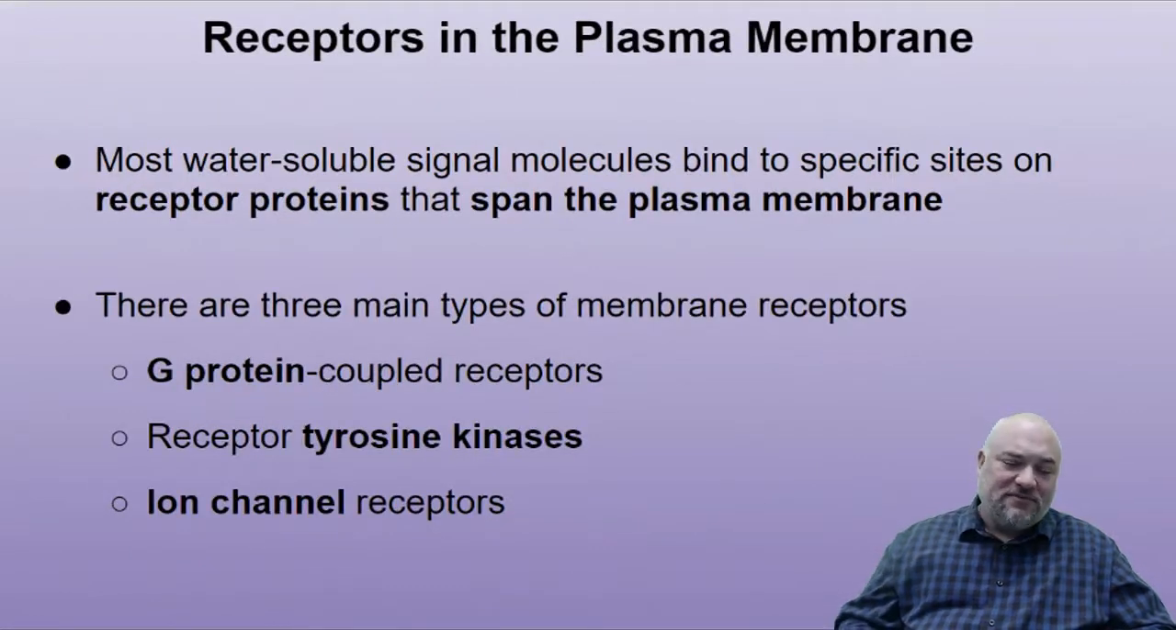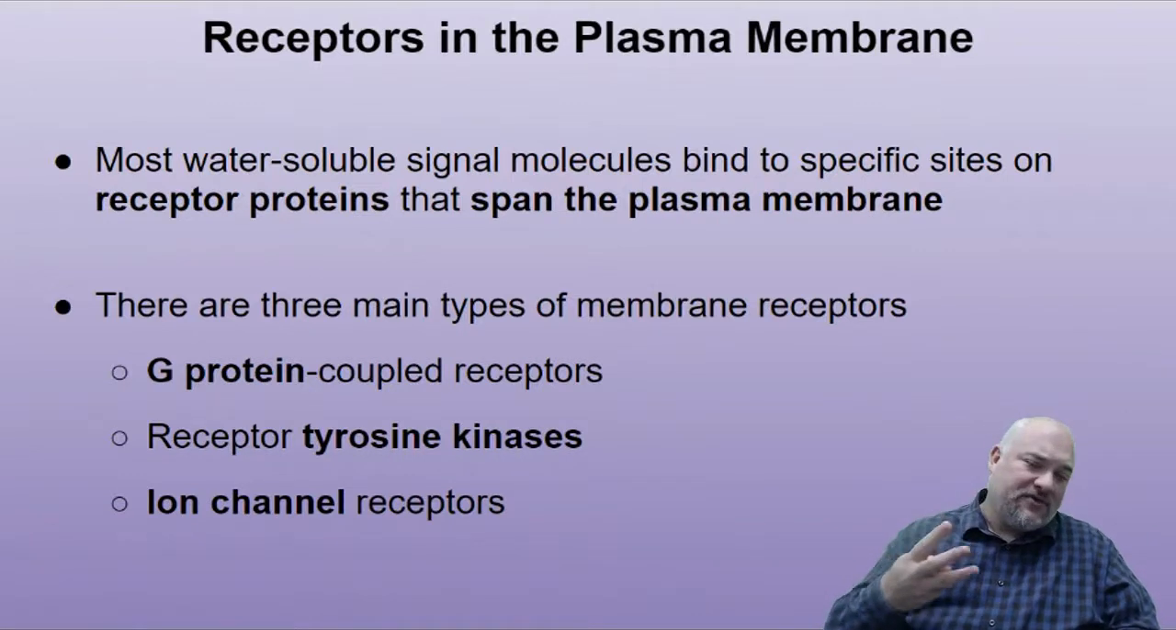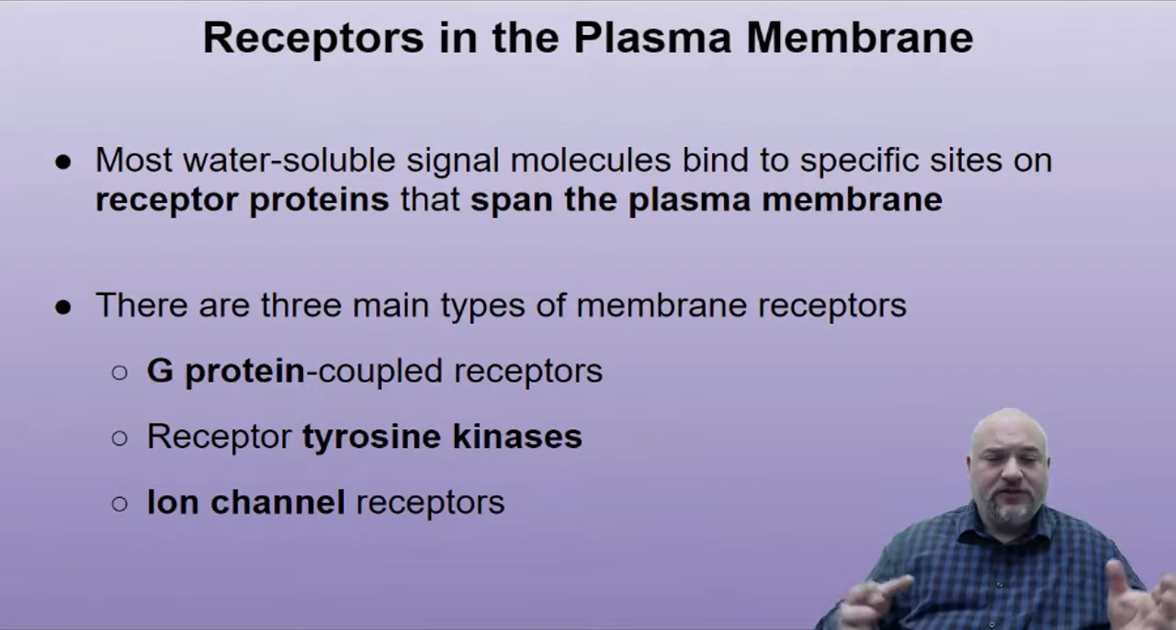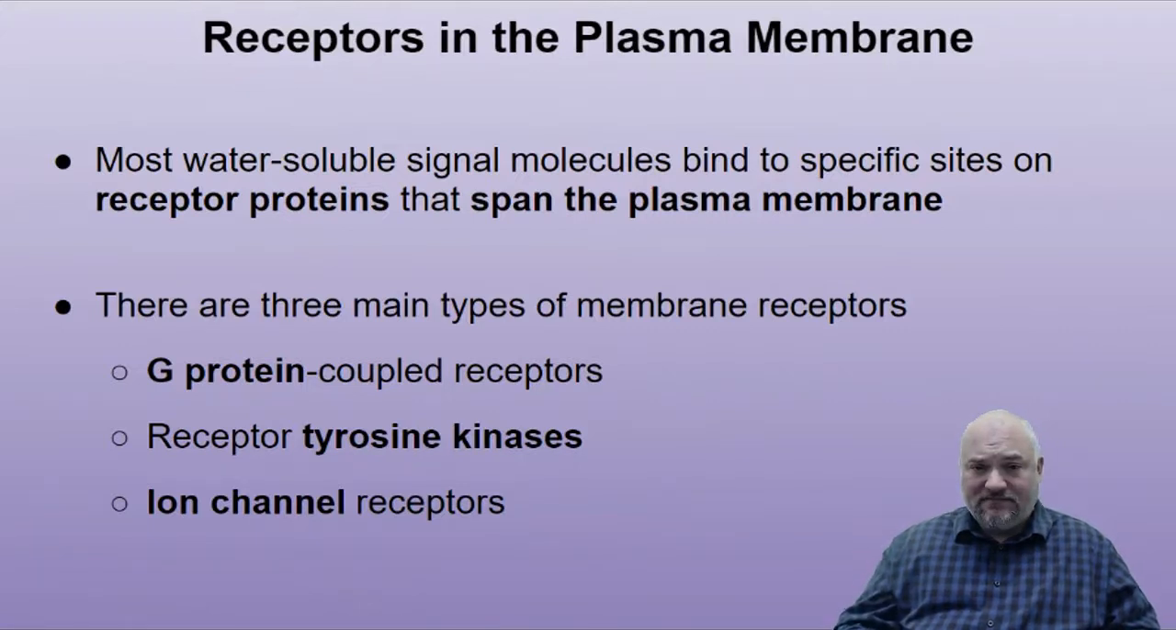All right, so receptors in the plasma membrane. Most water-soluble signal molecules bind to specific sites on the receptor proteins that span the plasma membrane, like we mentioned before. Three main types that we're going to talk about in here. There are more, but these are the three biggies. G protein coupled receptors, receptor tyrosine kinases, and ion channels. And we'll start with the G protein coupled receptors.